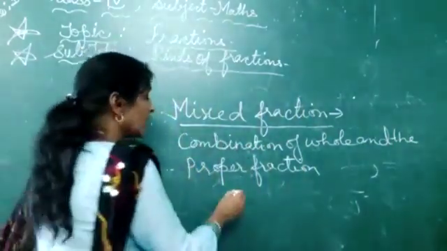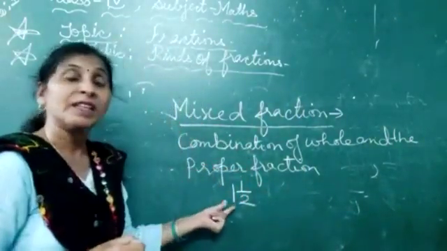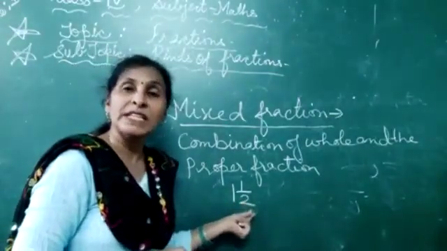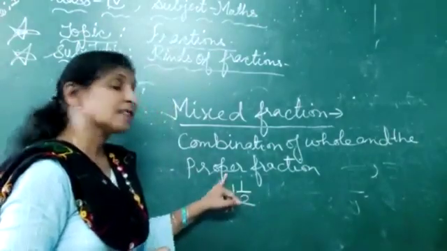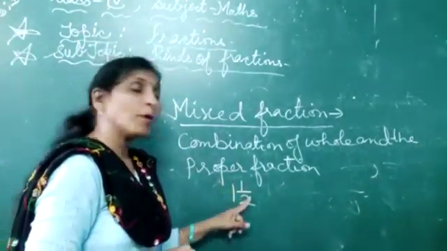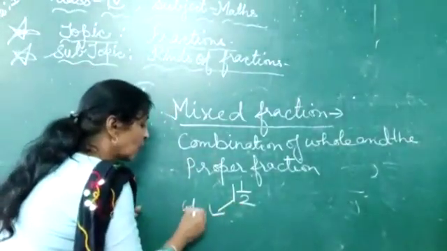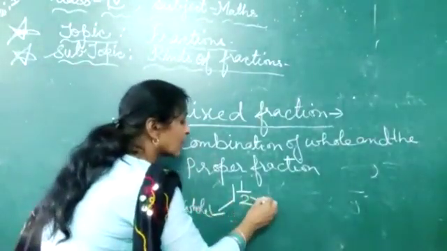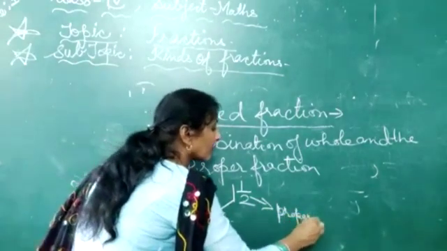For example, 1 complete 1 upon 2. This type of fraction we say the mixed fraction. 1 is the whole and 1 upon 2 is the proper fraction. 1 we say whole and 1 upon 2 is the proper fraction.